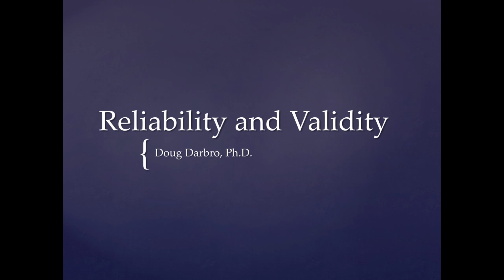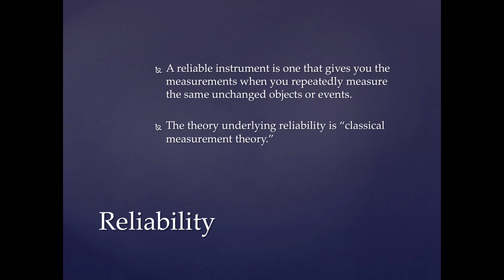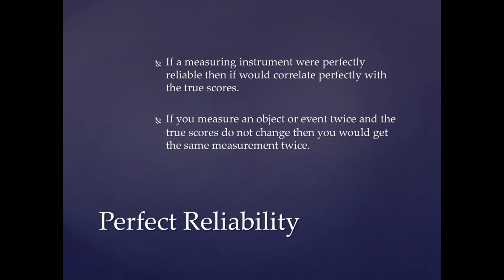So we're going to look at reliability first. Reliability to me is just about consistency. Do our test results give us consistent measures as we repeat the measurements across the same subjects? The underlying theory of reliability is what we call classical measurement theory. So think classical test score theory that we've talked about in previous videos.